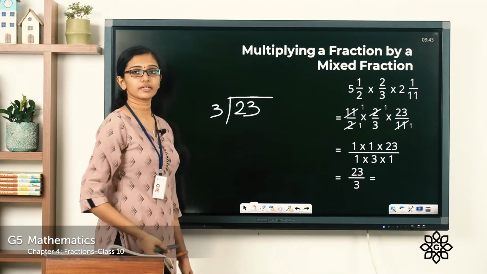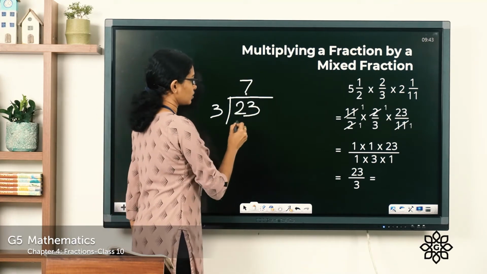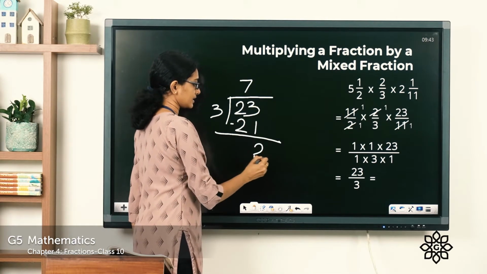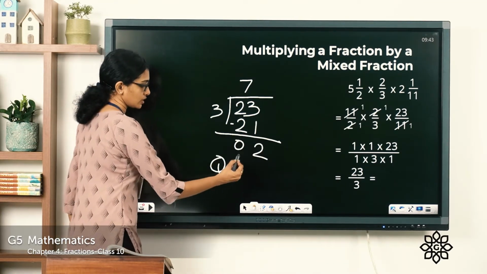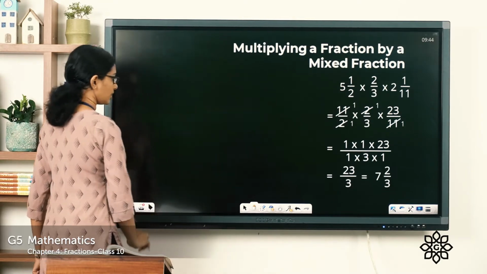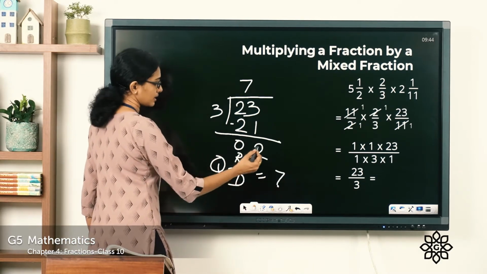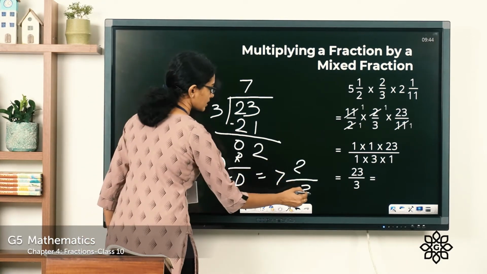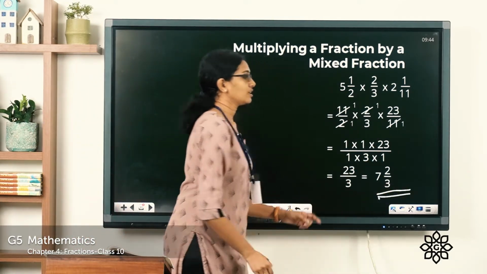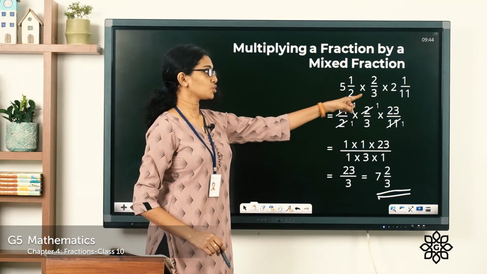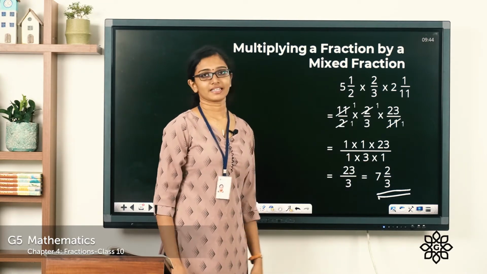How many 3's will go in 23? 3 7's are 21, right? So let's write 7 over here, and 7 into 3 is 21. Let's subtract, and that gives us a remainder 2. How do you write that in mixed fraction form? The quotient, then the remainder by the divisor. What is the quotient here? The quotient here is 7, the remainder is 2, and the divisor is 3. So the final product is 7 2 by 3. Hence 5 1 by 2 into 2 by 3 into 2 1 by 11 is equal to 7 2 by 3. Clear?